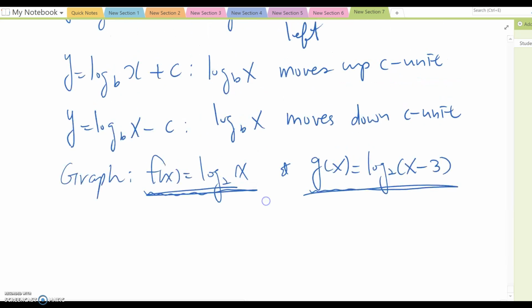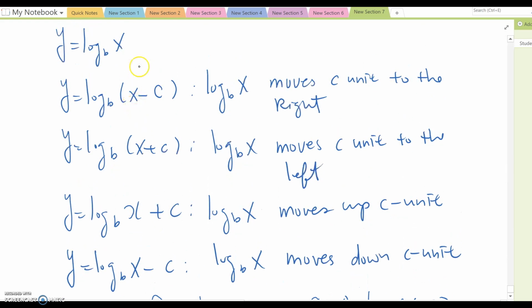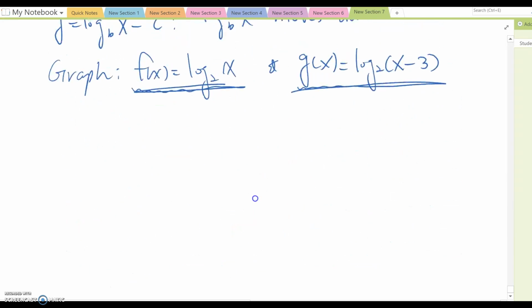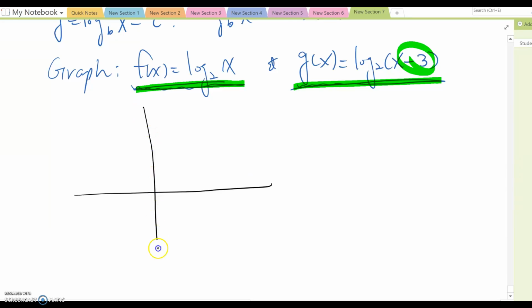So from the last video, we know that if the inside value is minus c here, then it moves to the right, by this many units. Okay. Therefore, now we can conjecture. This means this graph will transform 3 units to the right. Okay, then this is the original graph here.